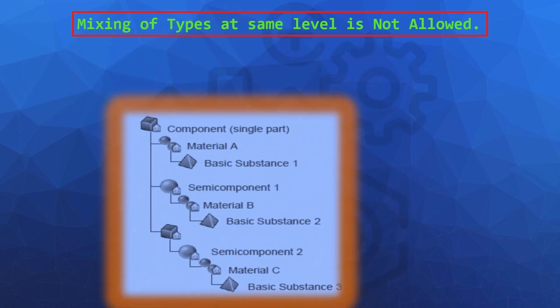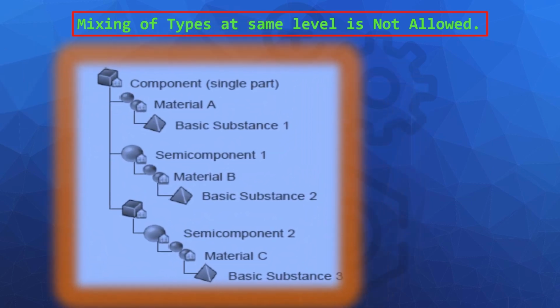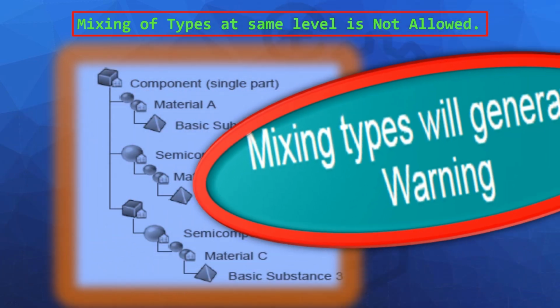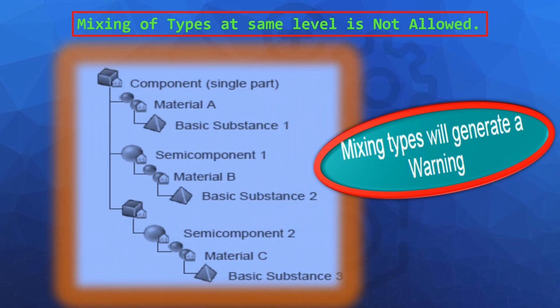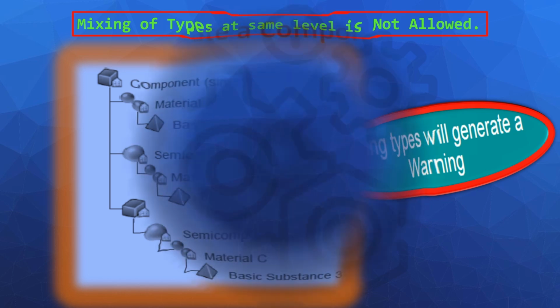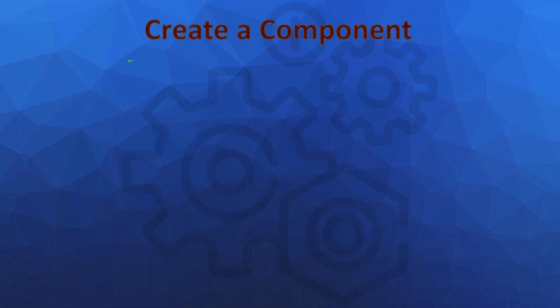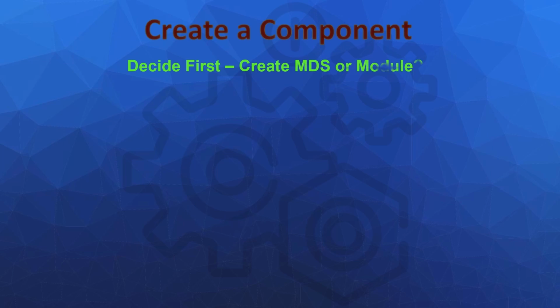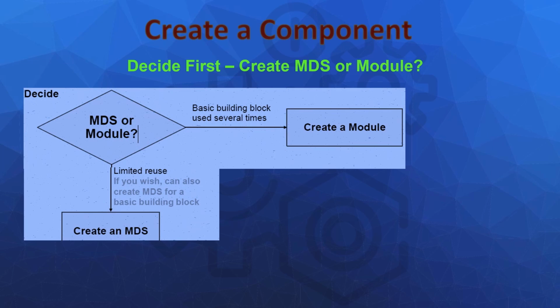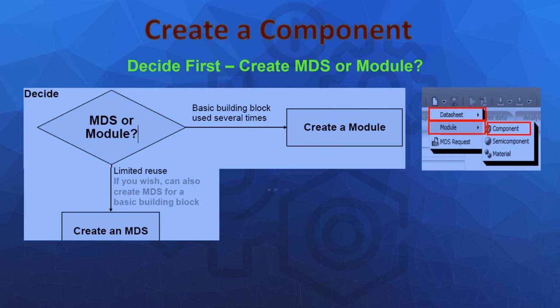In the IMDS tree, mixing of various types is not allowed. The same has been explained on the screen. Mixing of types will generate a warning. Before creating a component, decide first whether to create an MDS or a module. The options available in the system are shown on screen.